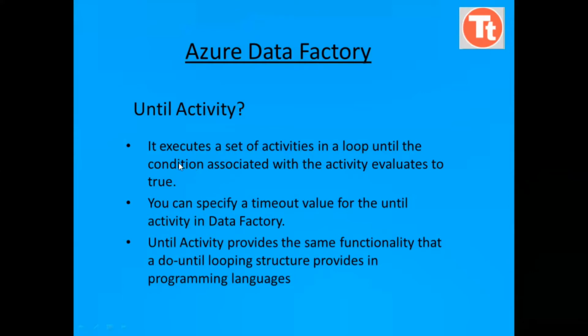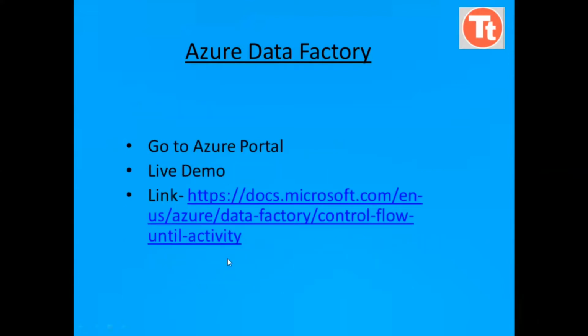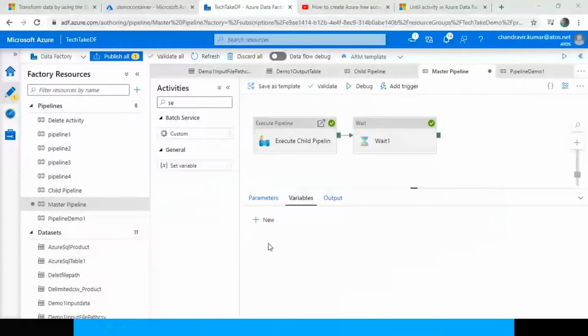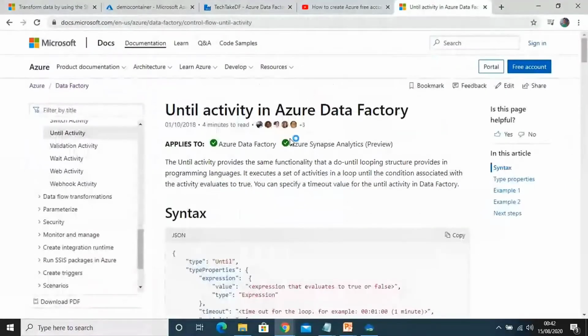We can also specify a timeout value for the Until activity, so until that time it will execute. This is also important: it provides the same functionality that a do-until looping structure provides in programming languages like C, C#, Java. We can do the same thing that do-until looping does in those languages using this Until activity in Azure Data Factory. This is the link I have given for the documentation, that is microsoft.com. In the documentation you can find this activity and learn the details.